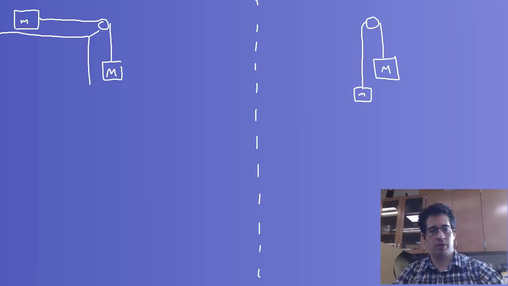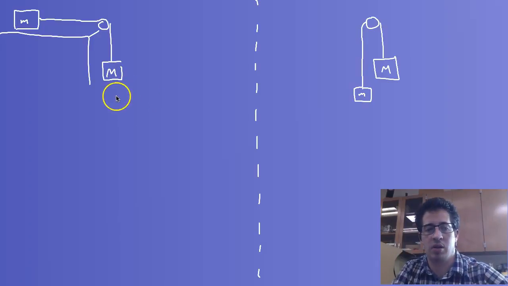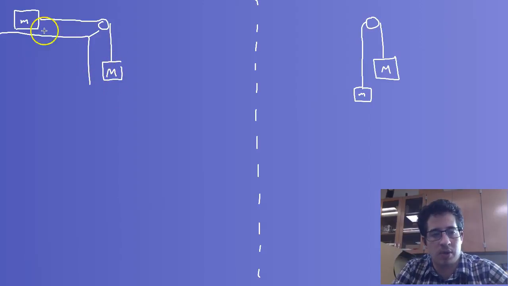Okay, so here's a couple more scenarios that we're going to look at using Newton's second law. These ones are a little bit more complex, because there are systems with two objects in them. I'm going to start with this one right here. What we're going to do is draw a free body diagram for each.